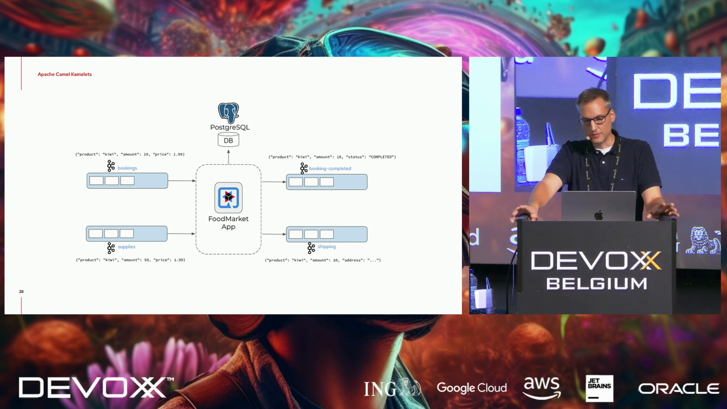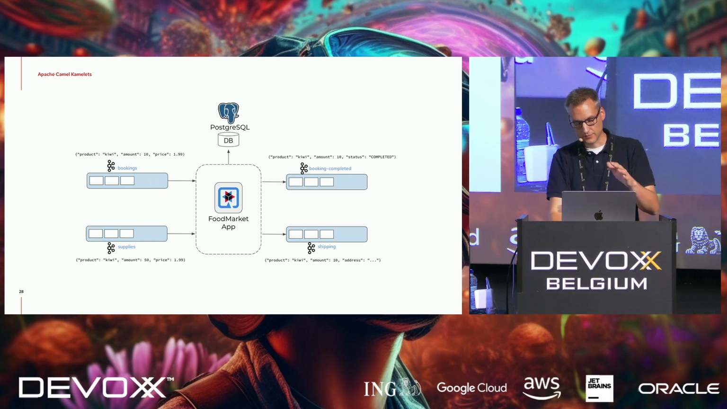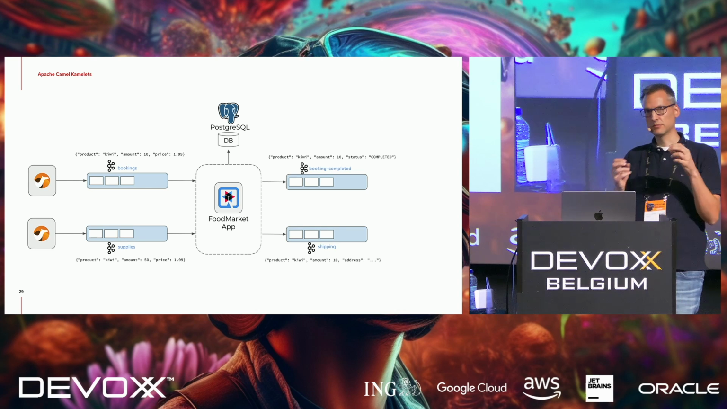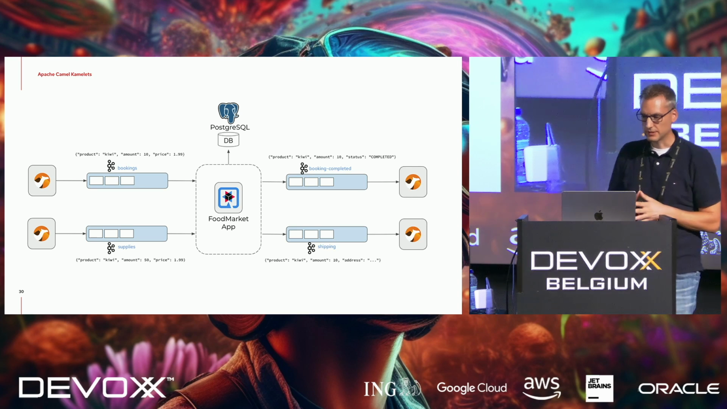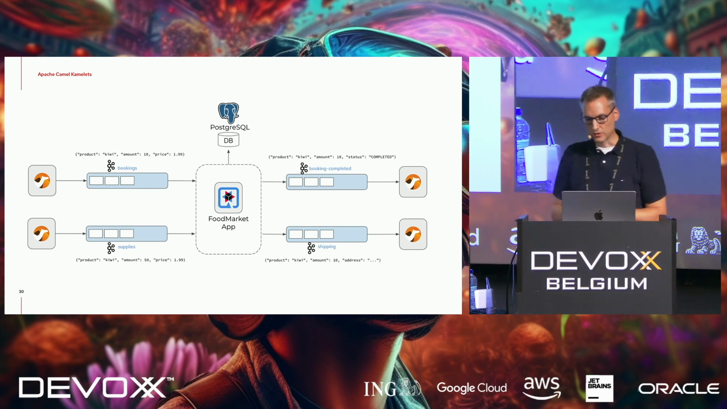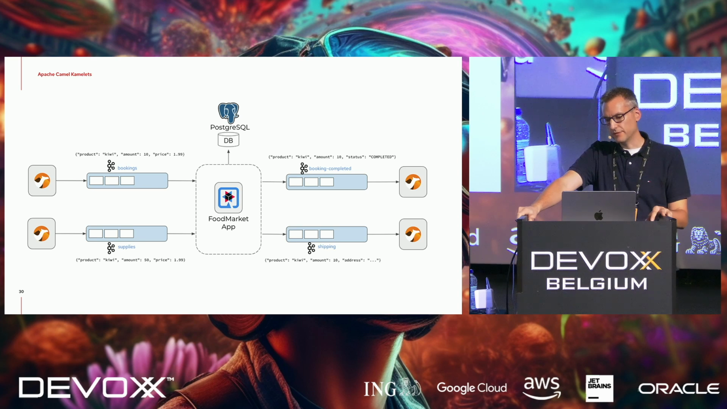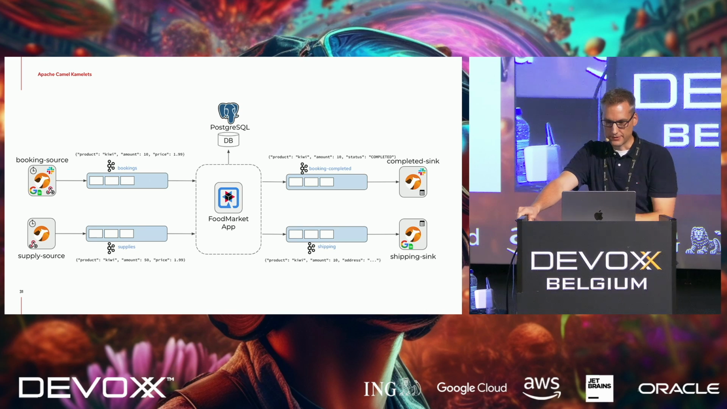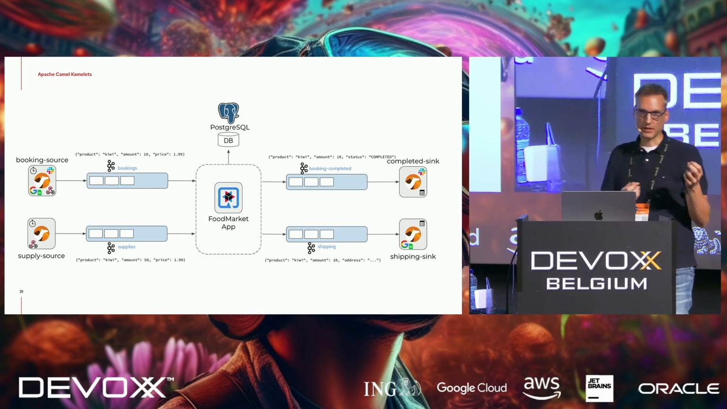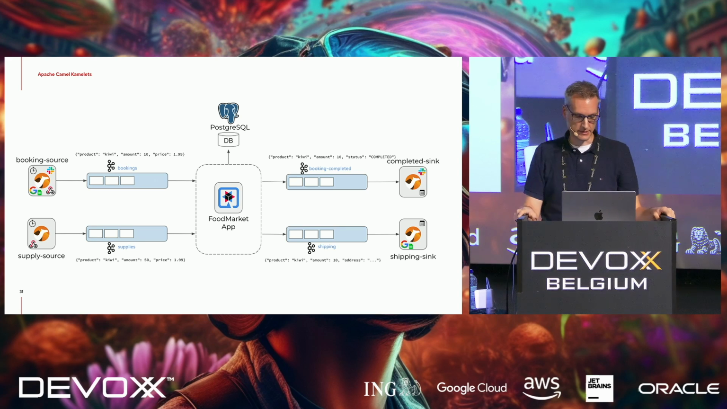So in this demo, we want to have Camelets acting as event sources, creating these booking and supply events, and we want to have Camelets as sinks, consuming the booking completed events and the shipping events, and to push them into the outside world. And we want to have some different event types. So in this demo, we will use Google Sheets and Slack integration, Webhook integration, and whatnot, to have different types of incoming and outgoing sources and sinks.